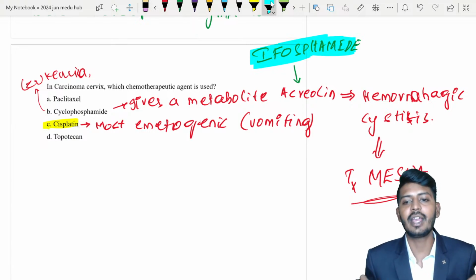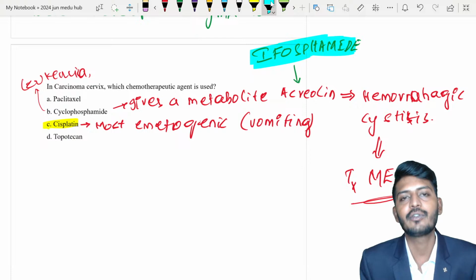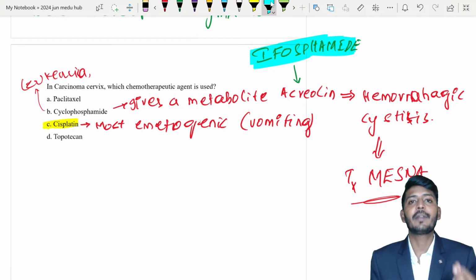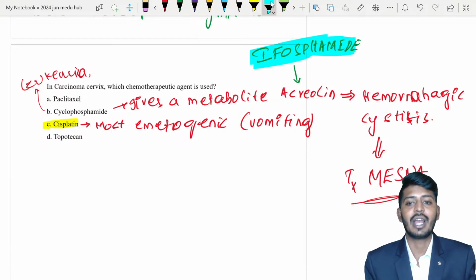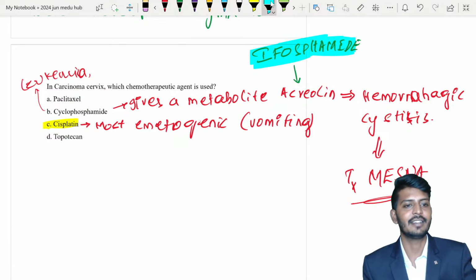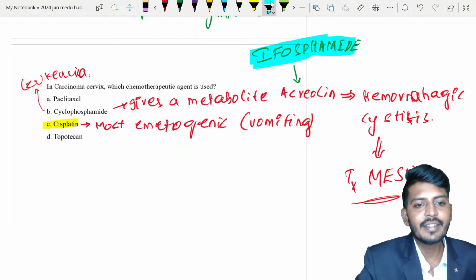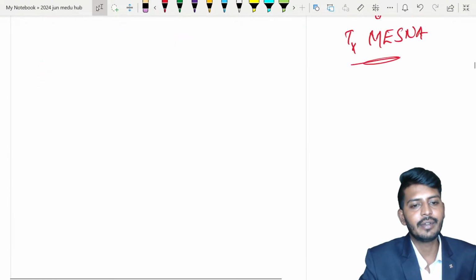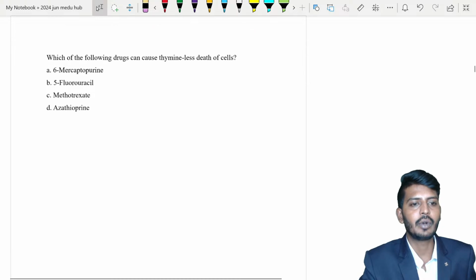What is the treatment of choice? Mesna. What is the treatment of choice? Mesna. Apart from that, we can also give a bladder wash. It is a hemorrhagic cystitis, but non-infectious hemorrhagic cystitis. Okay, sir, so this is the story. That is your next question. Let's go to the next question.